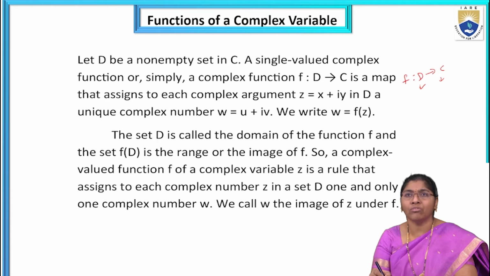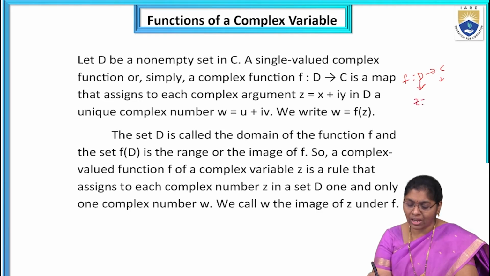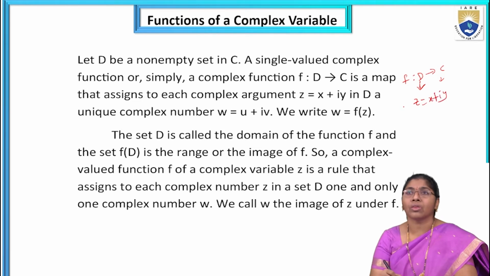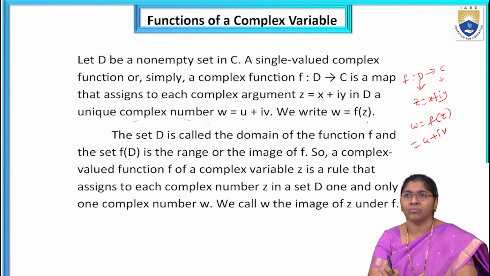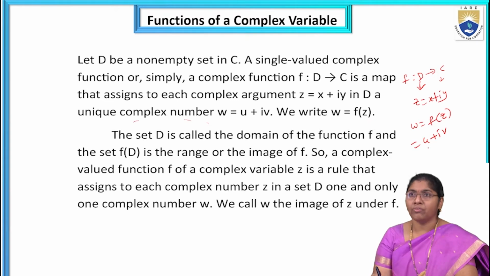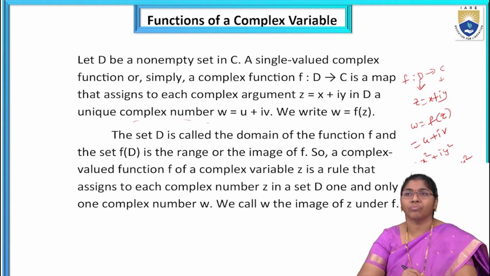It is a map that assigns to each complex argument z equal to x plus iy in the domain D a unique complex number w equal to f of z equal to u plus iv. For example, if the given function is w equal to x square plus i y square, here u equal to x square and v equal to y square.